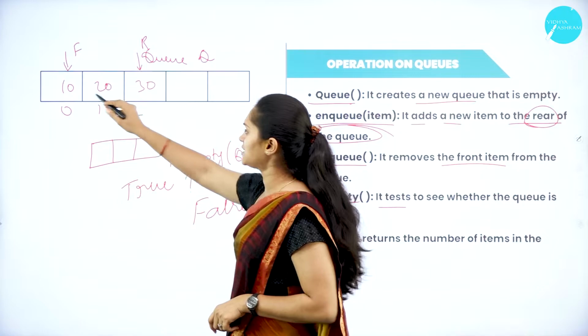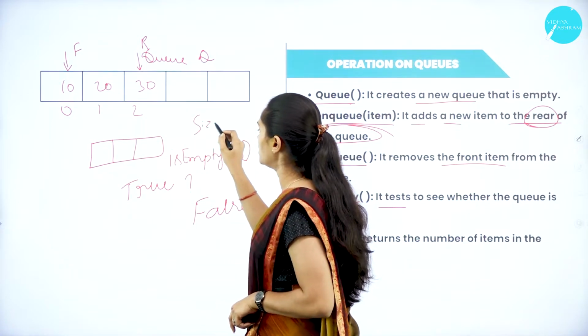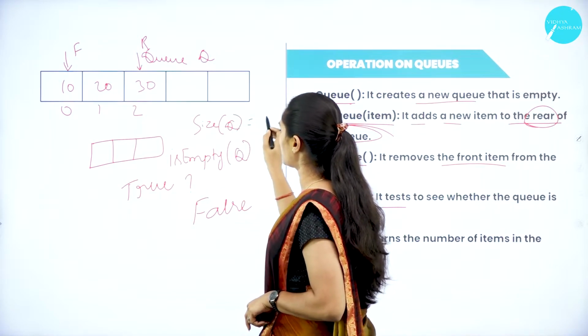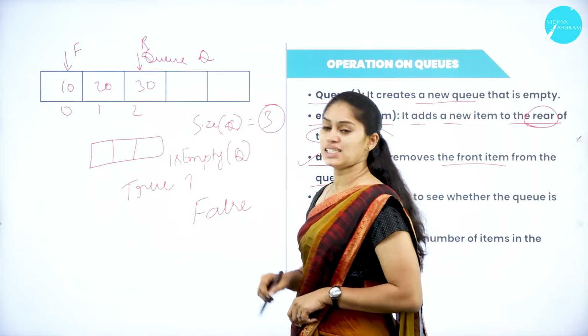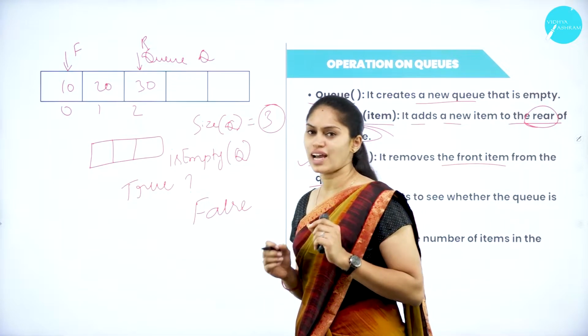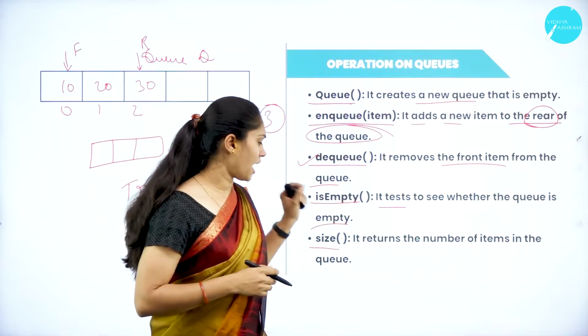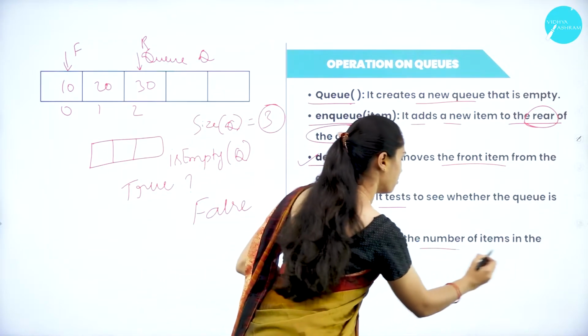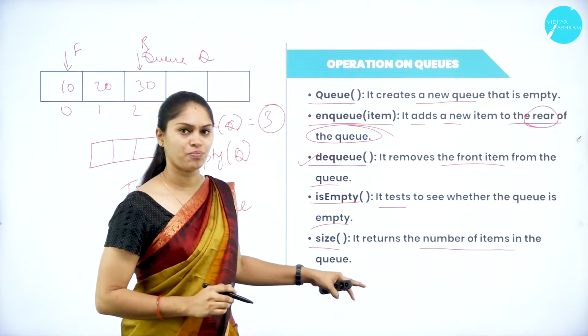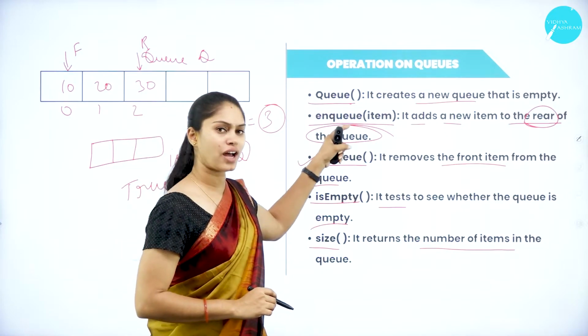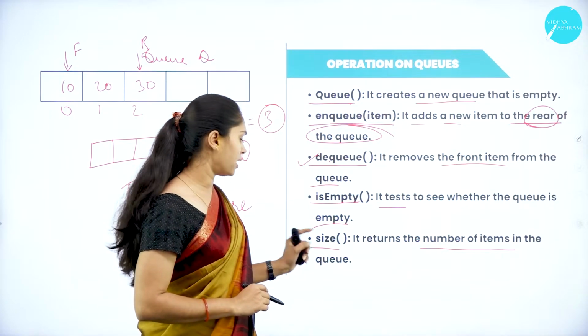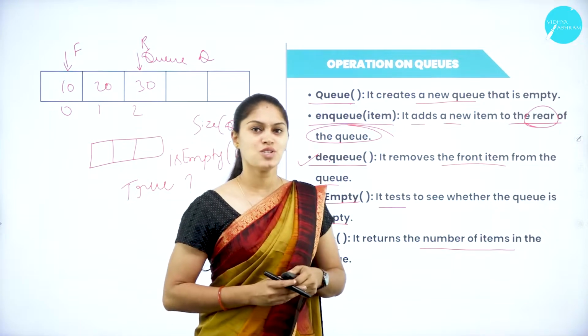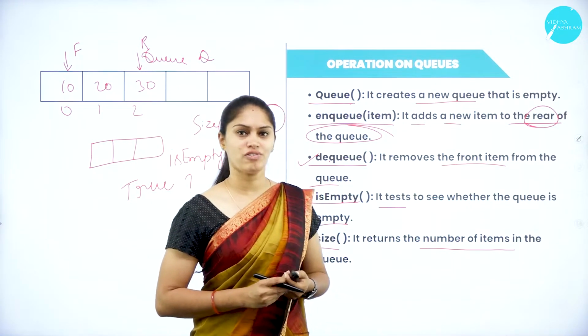So if we take an example of this one, size of queue. Then what is the size of queue? That is 3. We have 3 elements in the queue, so it is going to return 3 as a value. That will return the number of items in the queue. Okay. So Queue, NQ of item, DQ, is empty. Then we have size. So this is regarding the operations of a queue.